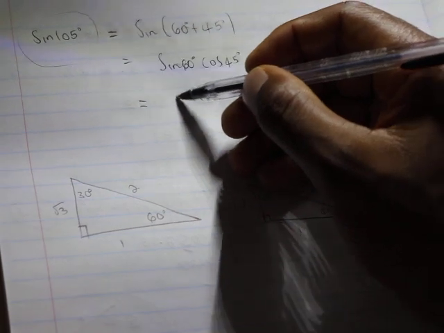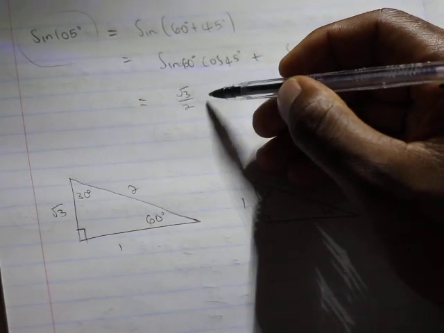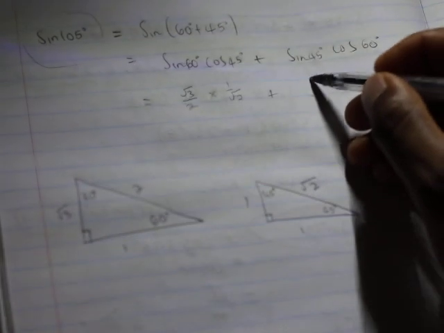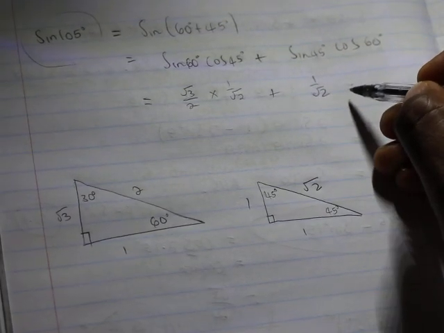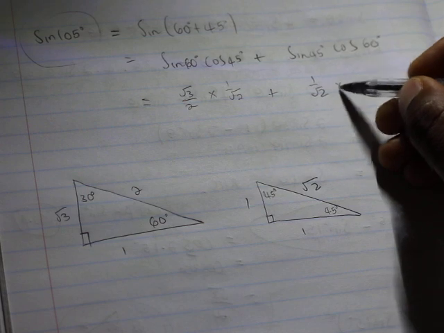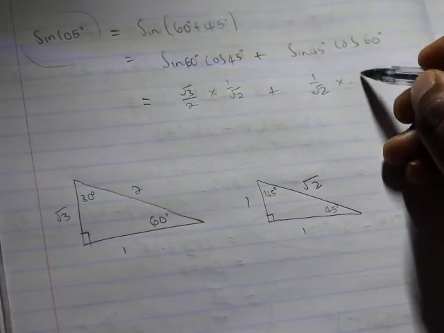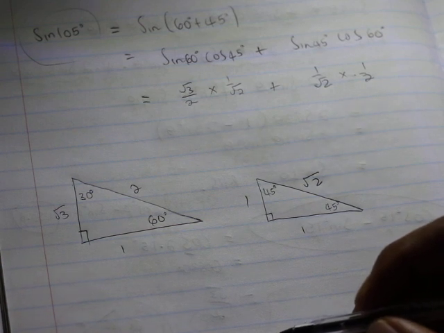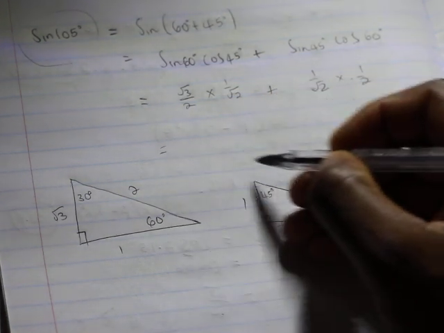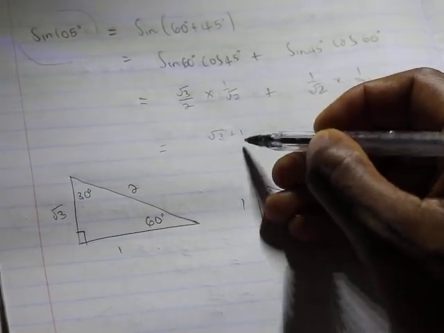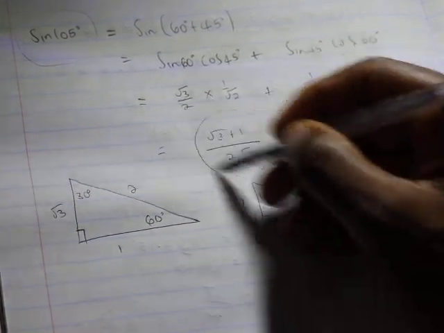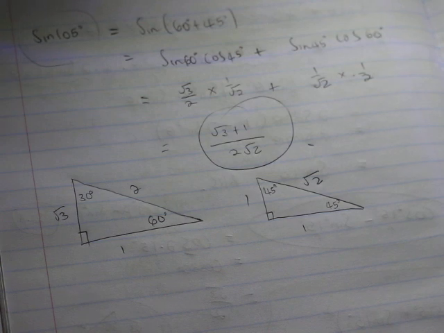So the sine of 60, here at 60, that's just going to be √3/2. Cosine of 45, 1/√2. Plus the sine of 45, that's 1/√2 as well. And the cosine of 60, that's just 1/2. So we will have √3 plus 1, all over 2√2. So that's the answer, ladies and gentlemen.